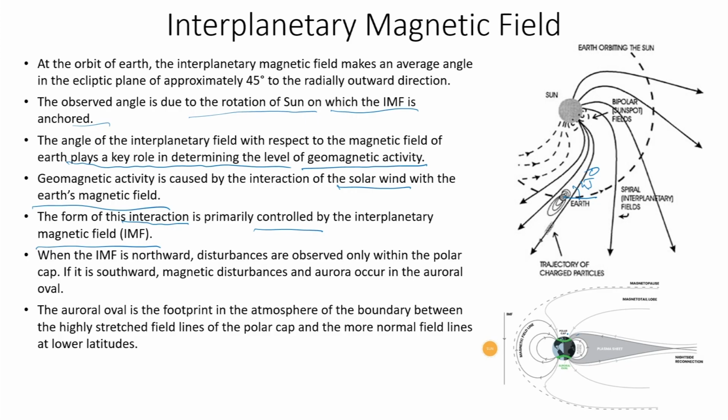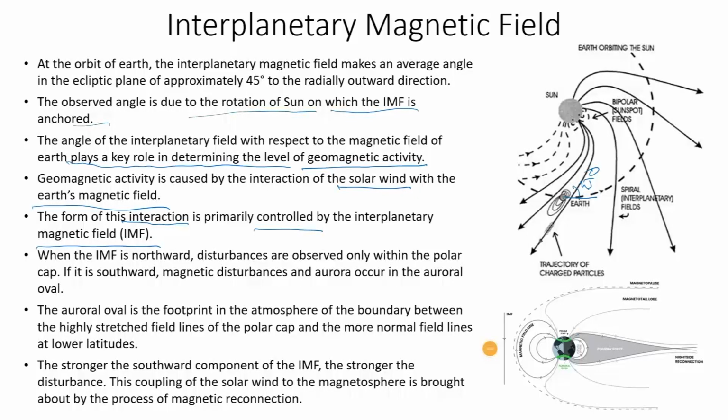It is the footprint on the atmosphere of the boundary between the highly stressed magnetic field lines of the polar cap and the normal field lines at the lower altitudes. Those regions where we see the aurora are called the auroral oval. The stronger the southward component of the IMF, the stronger the disturbances. This coupling of the solar wind to the geomagnetosphere is brought about by the process of magnetic reconnection. We will see that in the next slide.